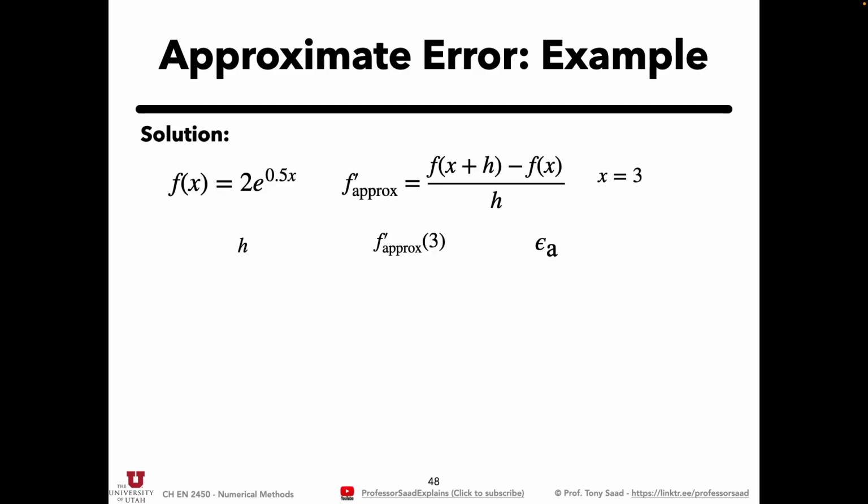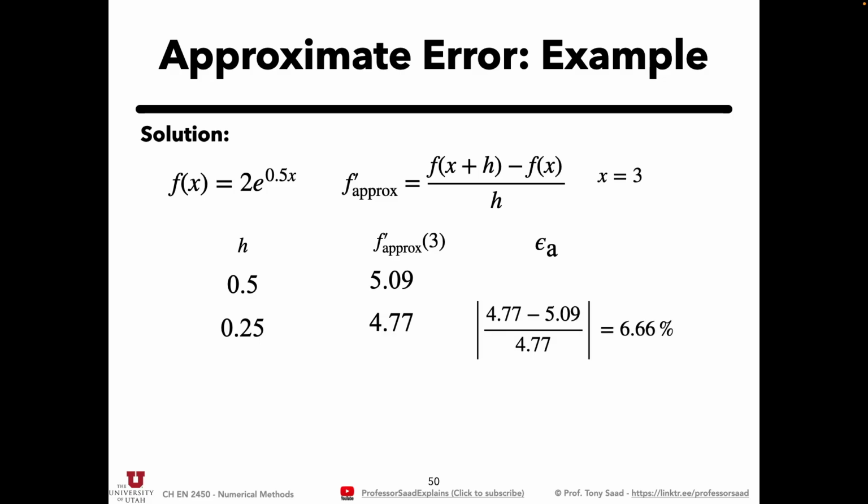So I'm approximating f prime of 3 using this formula for different values of h. For the first value of h, I have 0.5. My approximation is 5.09. I can't compare this to anything else because I don't have any other h values. So that's your starting point. There's no approximate error here.